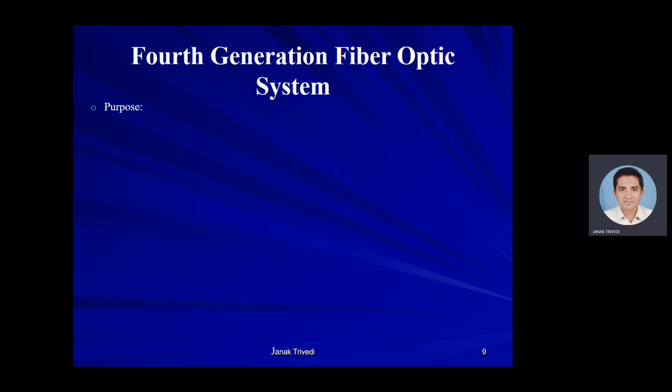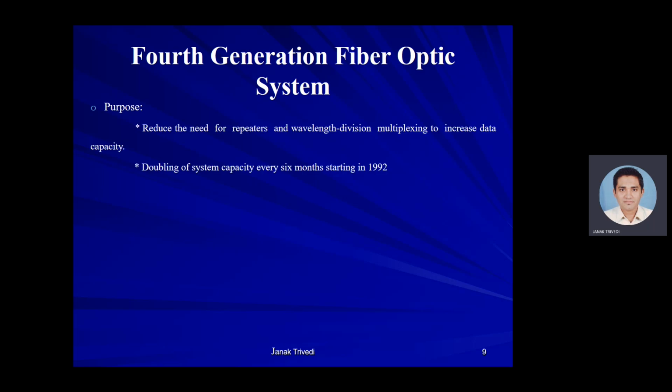The fourth generation fiber optic communication system uses optical amplification to reduce the need for repeaters and wavelength division multiplexing to increase data capacity. These two improvements caused a revolution that resulted in the doubling of system capacity every 6 months starting in 1992, until a bit rate of 10 Tb per second was reached by 2001. In 2006, a bit rate of 14 terabits per second was reached over a single 160 km line using optical amplifiers.